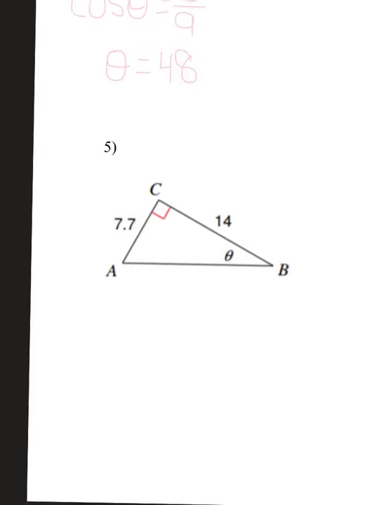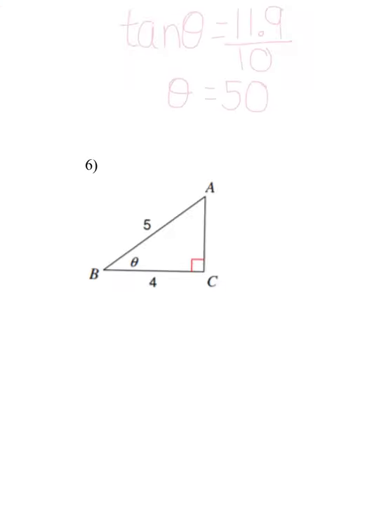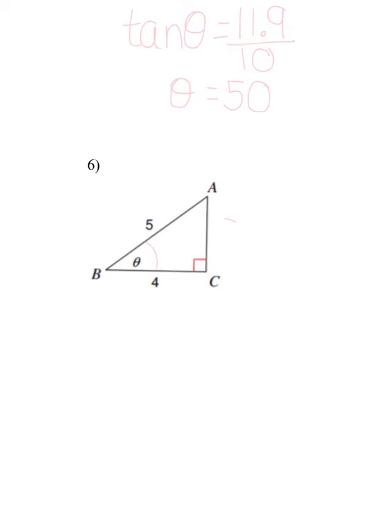Okay, number 5 and 6. If I label again, O, H, and A, tan of theta is equal to 7.7 divided by 14. Second tan 7.7 divided by 14, you get a theta of 29. Okay, and then number 6, same thing. O, H, and A. So it would be the cosine of theta is equal to A over H. Second cos, 4 divided by 5, and I got 37.